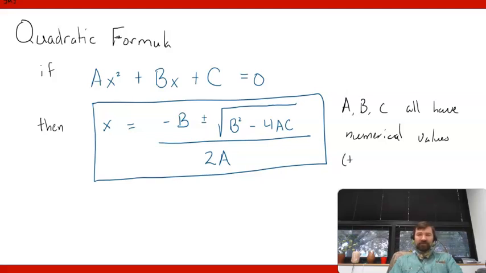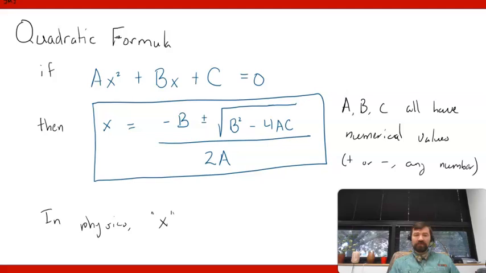Could be positive or negative, and they don't need to be integers. So any number. They can even actually be complex, your solution for x can be complex, but in physics, x will typically be real. So it will have some real value.